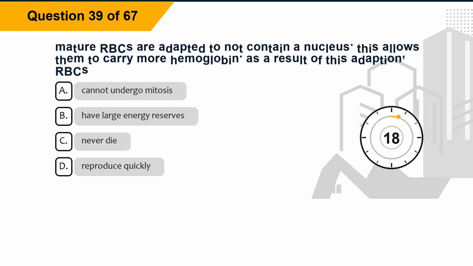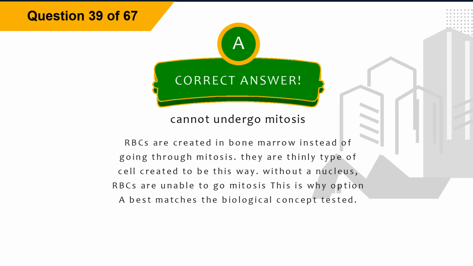Question 39. Mature RBCs are adapted to not contain a nucleus. This allows them to carry more hemoglobin. As a result of this adaptation, RBCs. Option A, cannot undergo mitosis. Option B, have large energy reserves. Option C, never die. Option D, reproduce quickly. The correct answer is option A, cannot undergo mitosis.